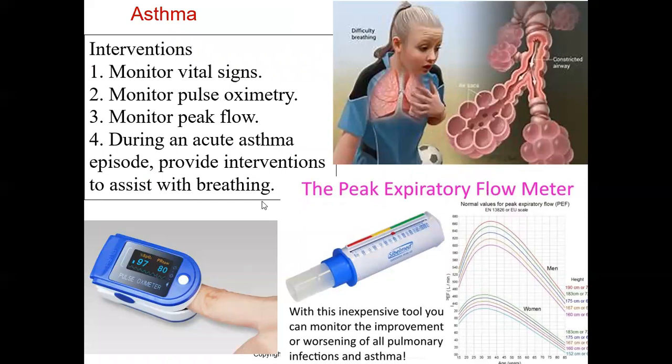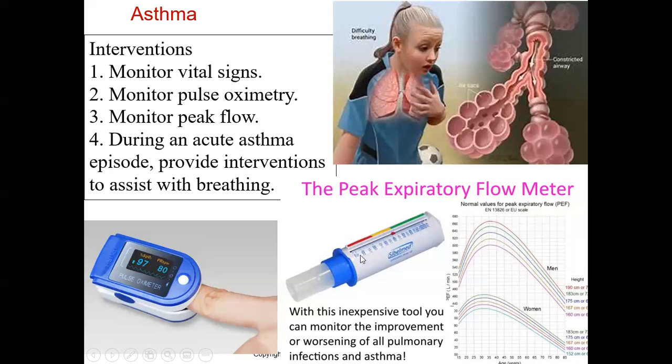So what are the interventions? We monitor the vital signs. We monitor pulse oximetry, monitor the peak flow meter. And during an acute asthma episode, provide interventions to assist with easy breathing.